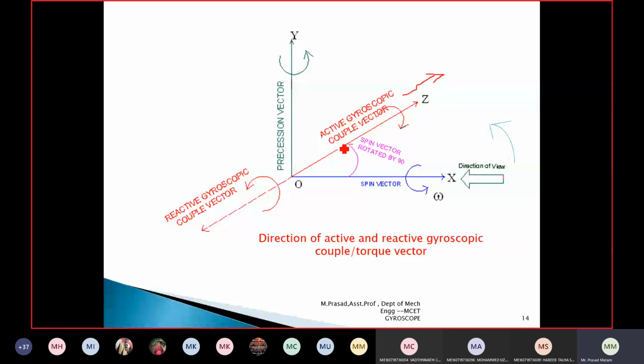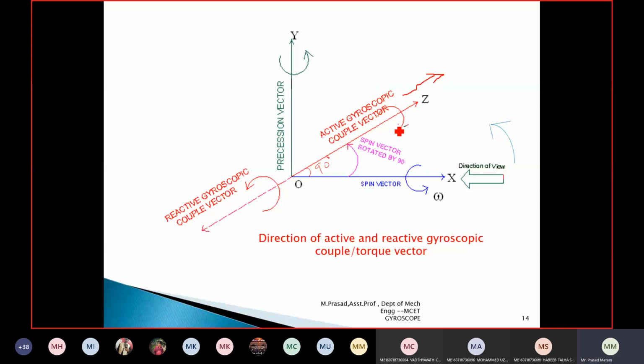Now how am I writing the active gyroscopic couple? For the spin vector, draw a line which makes an angle of 90 degrees. This angle is 90 degrees. I have drawn the active couple. Now I can show the dotted line. In drawing, a dotted line is always imaginary.